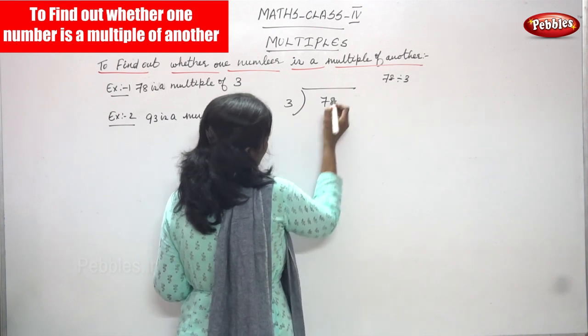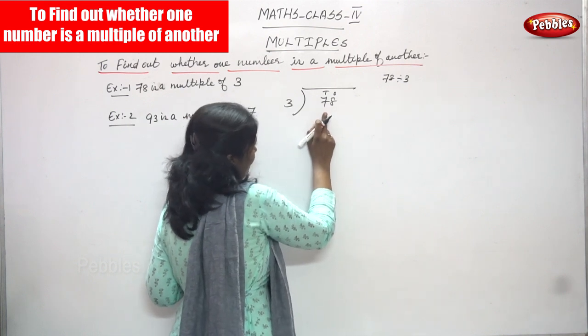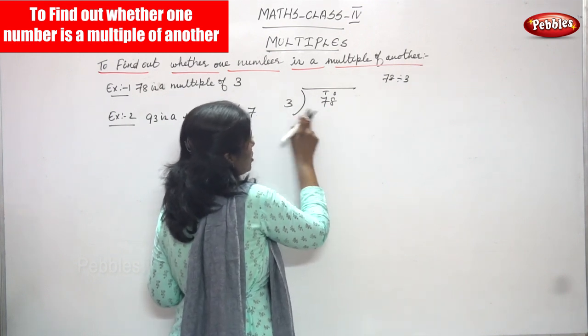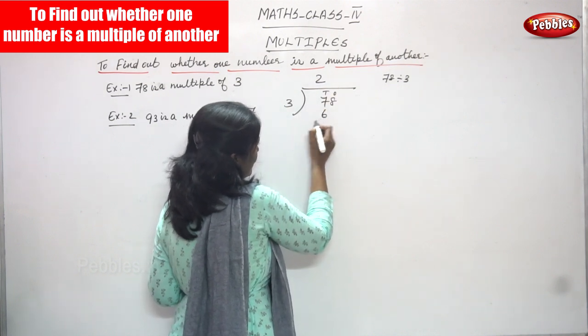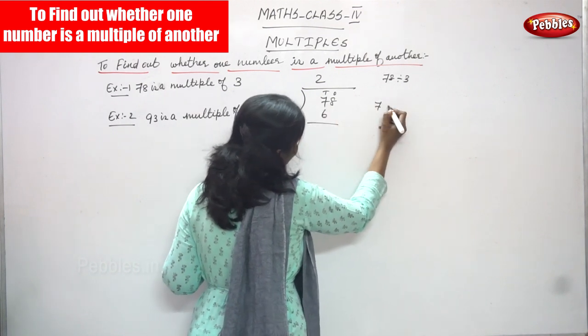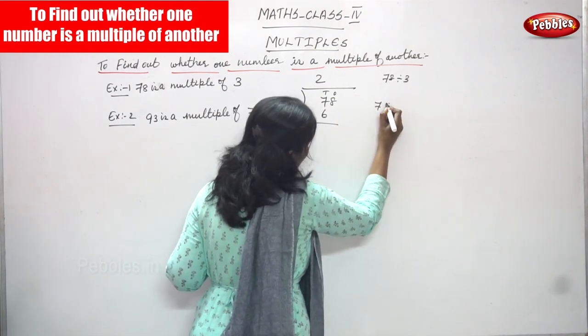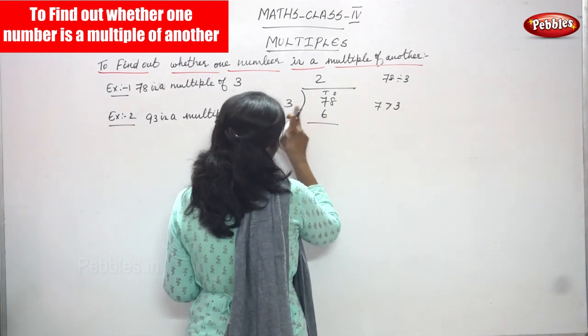First I take the ones and tens places. I am taking the first place value, that is 7. So 7 is going to be divided by 3. 1 three is 3, 2 threes are 6. So I have written 2 here, and 6. 7 is greater than 3.